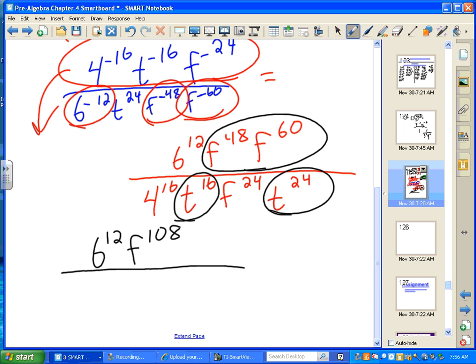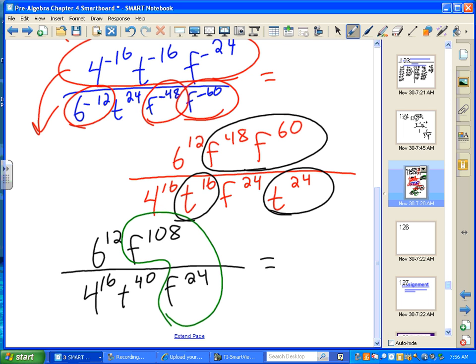What does the bottom become? Denominator, Doug? Okay. What else? Good. F to the 24th. Are we done? Now what? Alyssa, now what? Awesome. Okay, what's our final answer?